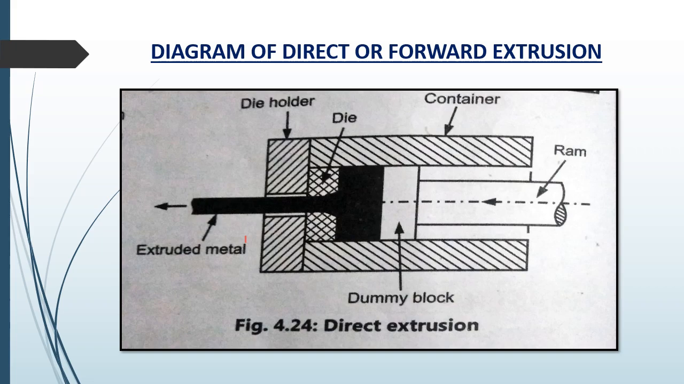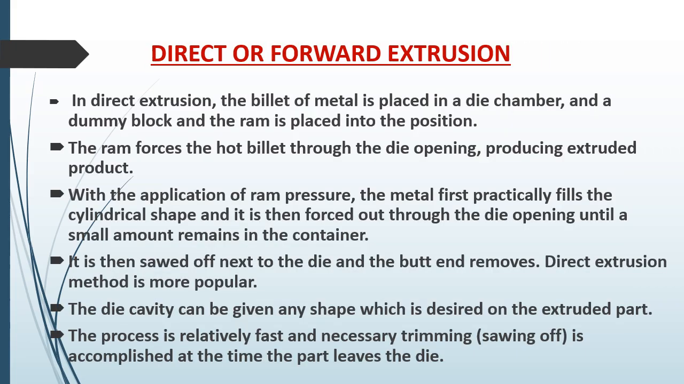In this process, we can see the metal is extruded in the direction of applied force. Hence, it is known as direct or forward extrusion. So this is the explanation of direct extrusion process, how the direct extrusion process works.